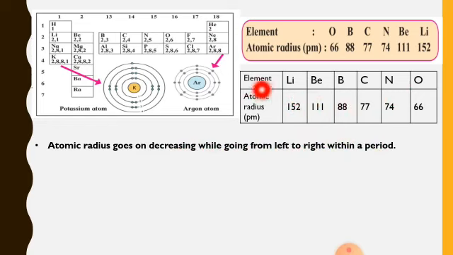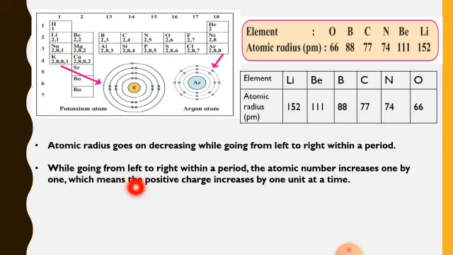These are the elements of period 2. Here you can see lithium, beryllium, boron, carbon, nitrogen and oxygen. So we have arranged these elements like the second period. Here what happens is the atomic radius goes on decreasing while going from left to right within a period. So atomic radius decreases. Here you can see the decrease in the atomic radius while going from left to right within a period.